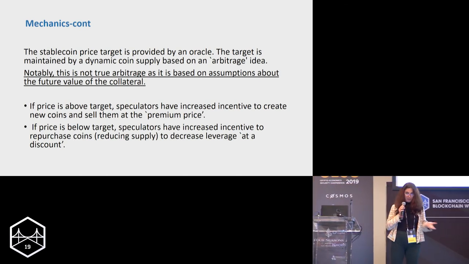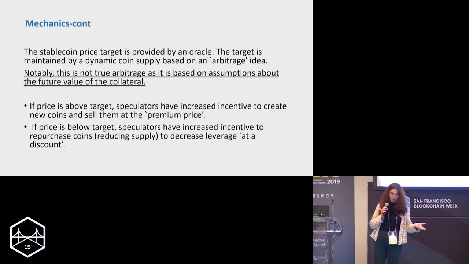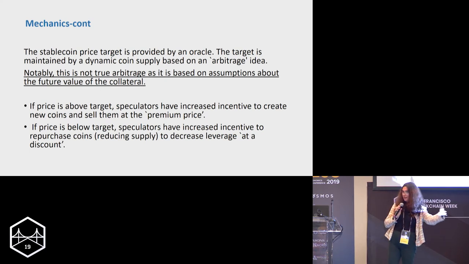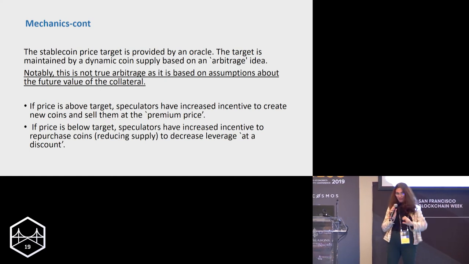So why would anybody become a speculator in a stablecoin? Well, it is based on some idea of arbitrage, and actually it's not true arbitrage, because a true arbitrage means that you make money at zero risk. But assume away, why is it called arbitrage? Well, if the stablecoin is above $1, the speculators will create new coins, and then if the system works properly, at some point it will go to target and they will pocket the difference.